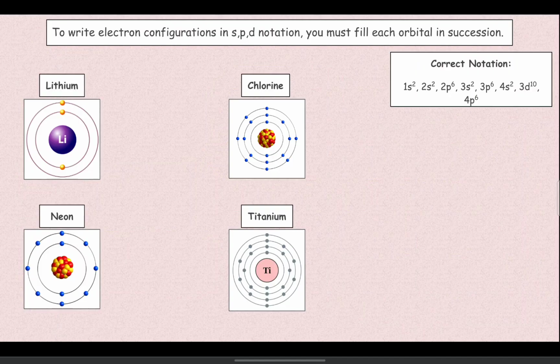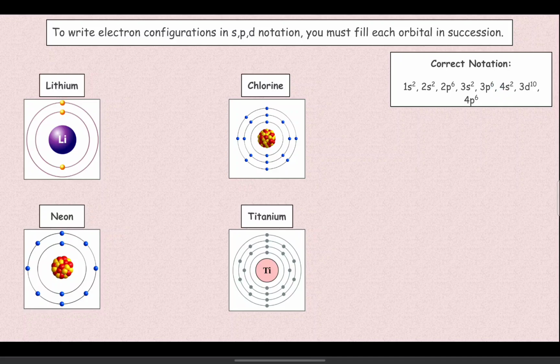So here we'll be writing out the electron configurations in s.p.d notation, which sounds tricky, but it's not. So the correct notation is over here with the 1s shell housing 2 electrons, the 2s housing 2 electrons, the 2p can hold 6, the 3s can hold 2, the 3p can hold 6, and so on. This number in the top right above the letters, that's how many electrons are in that subshell.